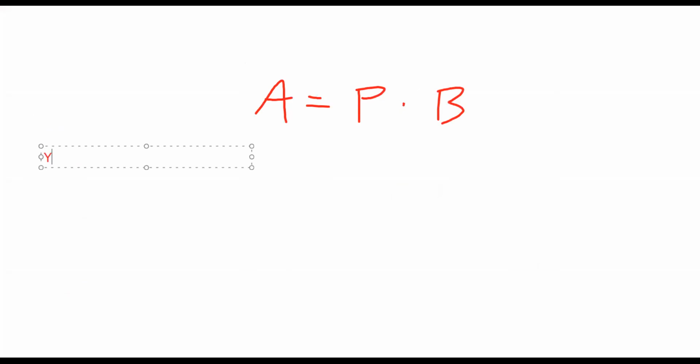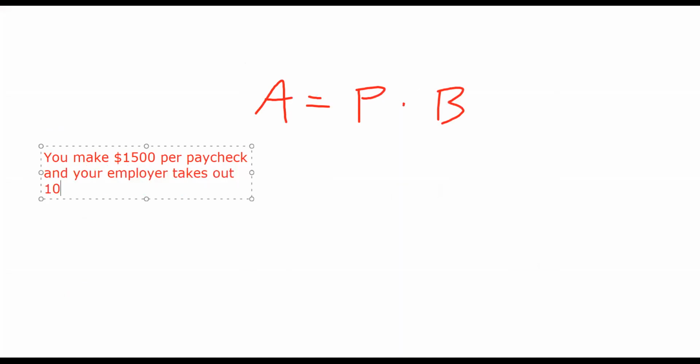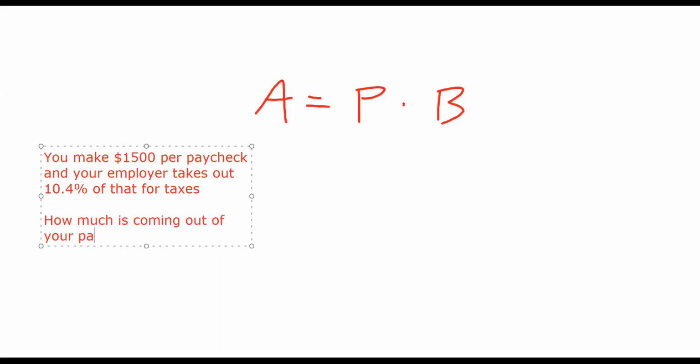Let's say you make $1,500 per paycheck. Maybe that's a 2-week paycheck. And your employer takes out 10.4% of that for taxes, basically. Now, you might get some of that back later when you file your taxes for the year. It depends on your situation. How much is coming out of your paycheck for taxes? 20%? Yeah, and that just depends on your situation.